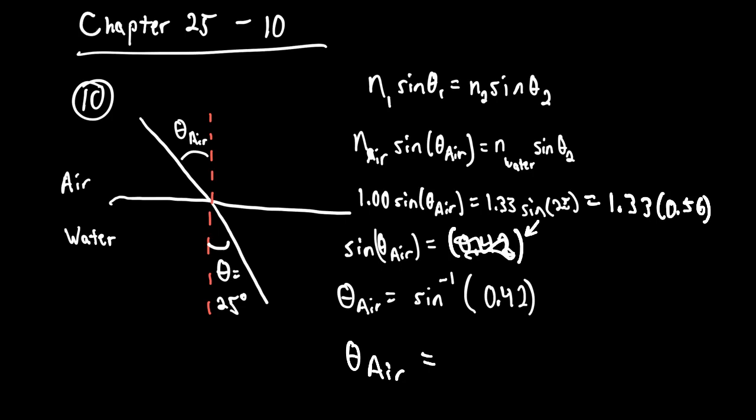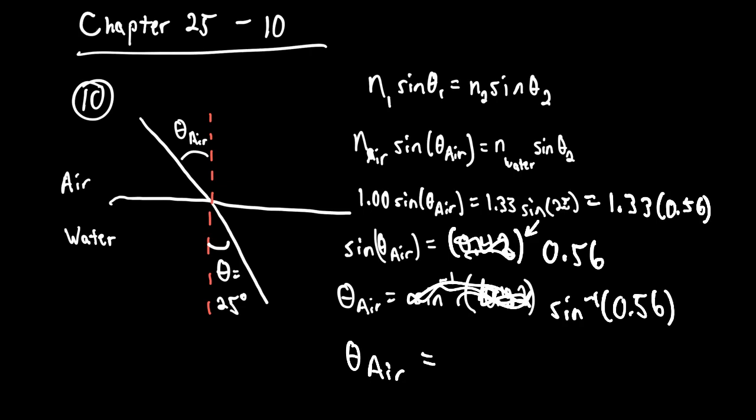So then here we have the sine theta is 0.56. And we take the inverse sine of 0.56. And we should get 34 degrees. Okay.